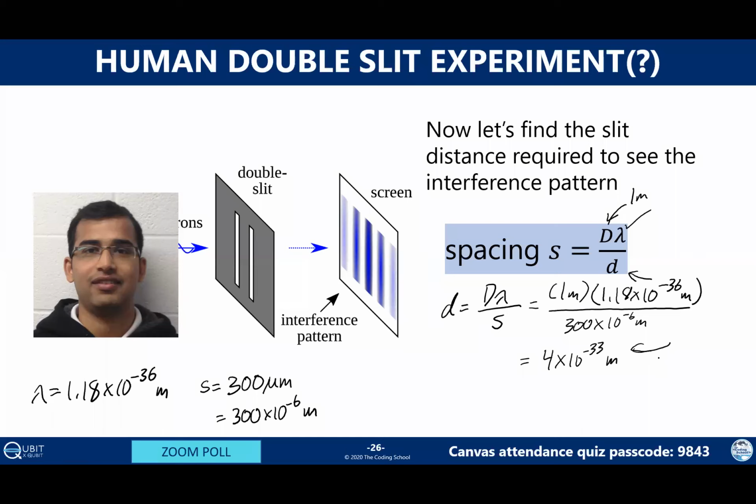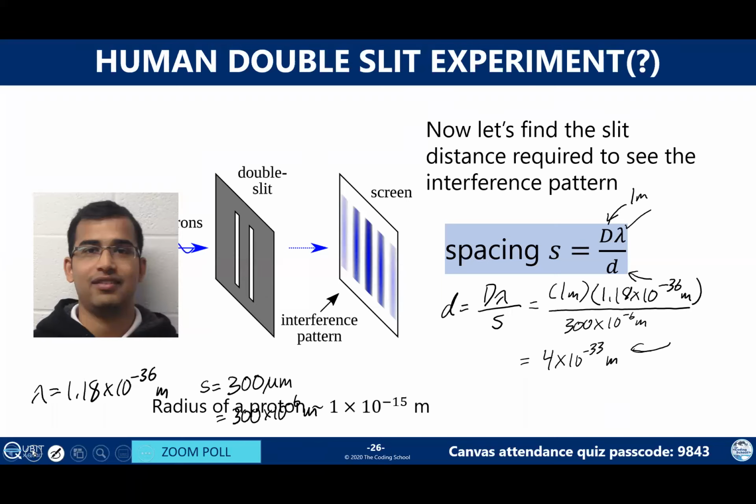It's ridiculously close together. It's way closer than atoms inside a molecule. It's way closer than electrons inside a nucleus. To see Rahul's interference pattern, you would need slits that are ridiculously close together. And I think the moral of this story is that the reason we don't see humans behaving as waves is that the distances you would need to see any wave-like effects are just impossible. They would never happen in our world. And so we never see humans behave as waves.